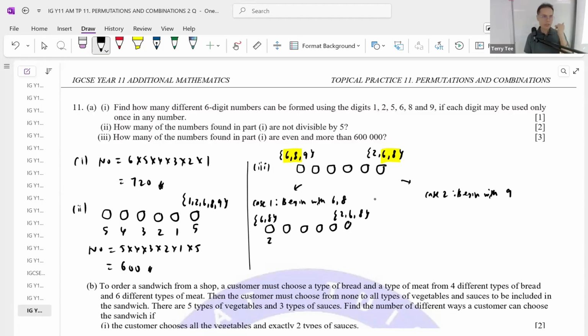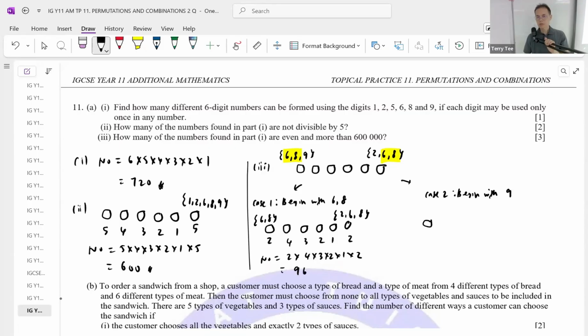So for example, if I choose 6, I cannot choose 6 anymore. I can choose 2 or 8. So this is not 3, this is 2. And you got 6. I've taken 2 out. Left with 4, 3, 2, 1. So your number of ways is 2 times 4, 3, 2, 1 or 4 factorial. 4 factorial is 24. 24 times 2, 48. 48 times 1 more 2, 96. Hope you can do that mentally.